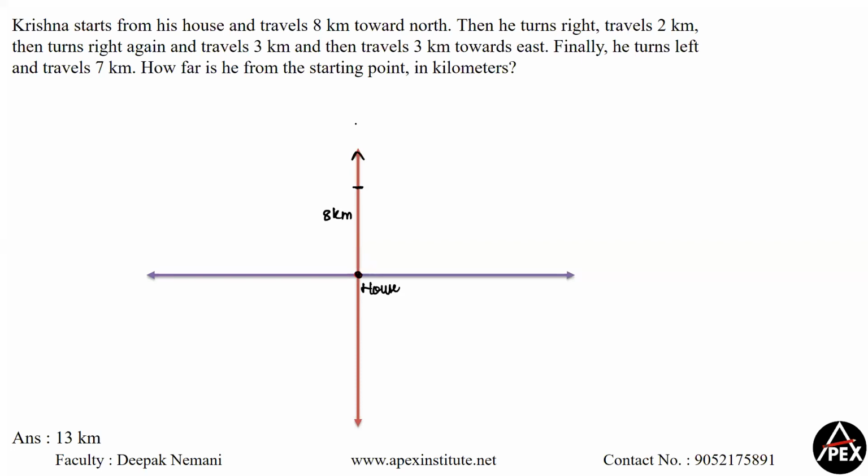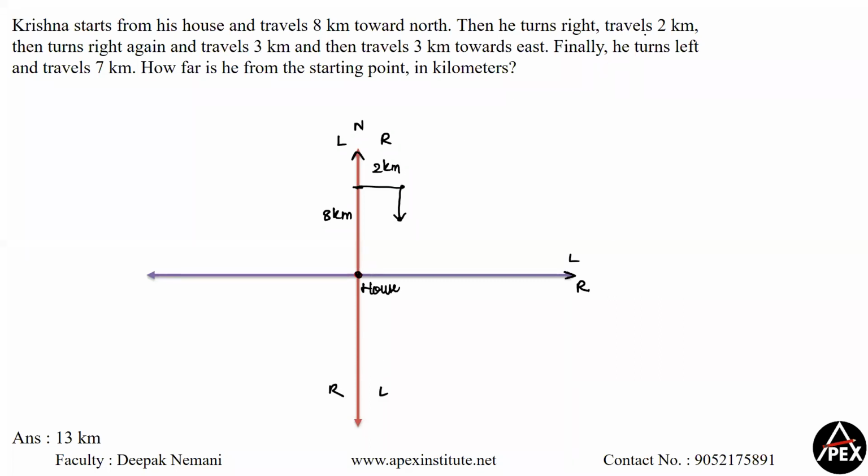Now he is facing towards north. So this will be right, this will be left. Now he turns right and travels 2 kilometers. Now he is facing east. So this will be left, this will be right. Now he again turns right and travels 3 kilometers. So now he is facing south. So this will be left, this will be right.